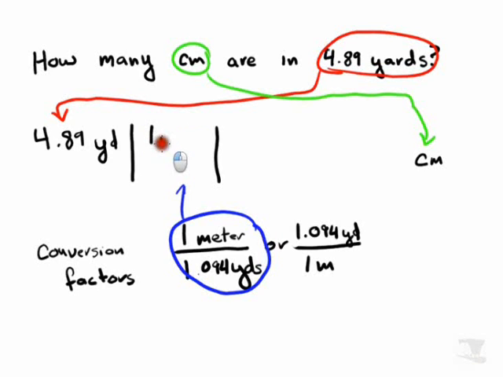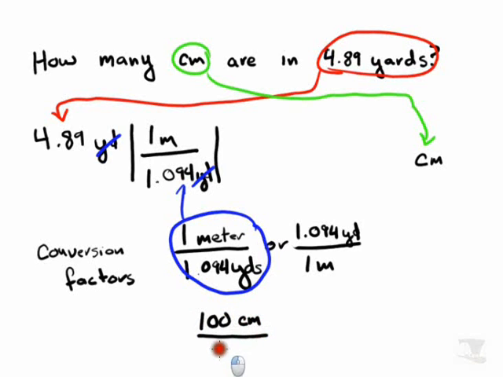So I'm going to put 1 meter over 1.094 yards. That allows me to cancel. But I'm not quite in units that I want yet. I'm in meters, but I want centimeters. Is there another ratio that's going to help me? This is where we move into the metric system. Centi means 100. So I need 100 centimeters is the equivalent of 1 meter. Or I could write it, 1 meter is the equivalent of 100 centimeters.